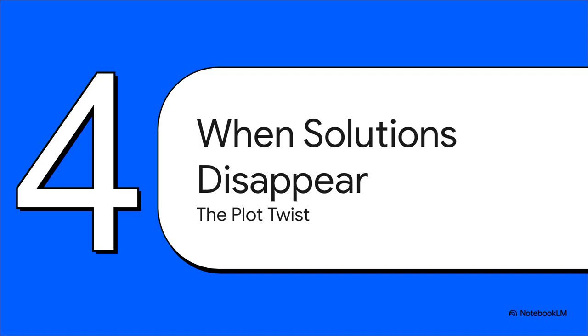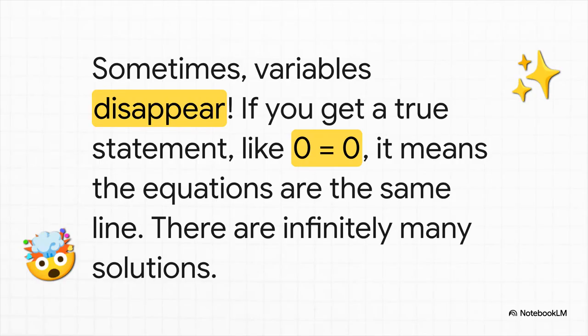But what happens when things don't work out so neatly? Sometimes when you're trying to solve a system, something kind of weird happens. The variables, they just vanish. Now, this isn't a mistake. It's a plot twist.